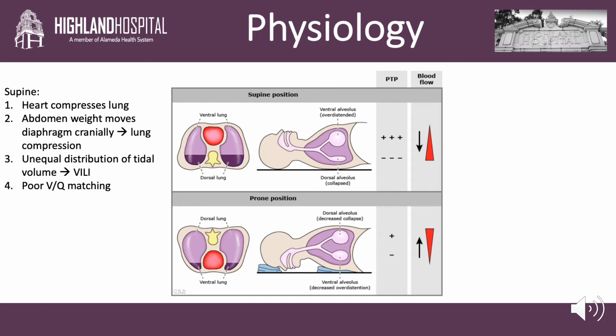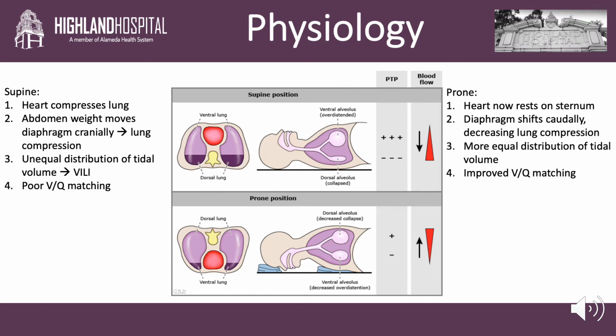Furthermore, this unequal distribution of ventilation becomes a problem because we know that blood perfusion is actually highest in the dorsal portions of the lung, and that's irrespective of body position. So even when you're in the prone position, the dorsal portion of your lung is going to actually have higher blood flow. And so when you're in the supine position and your ventral alveoli are getting most of the ventilation, with your dorsal alveoli getting the most of the perfusion, that's going to be a problem because it's going to lead to poor VQ matching and can lead to bad oxygenation.